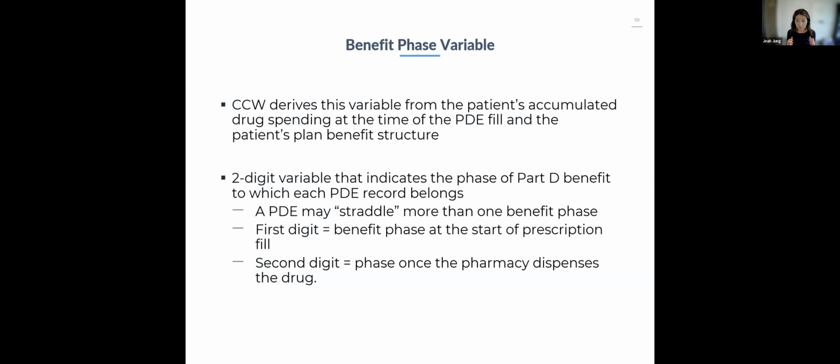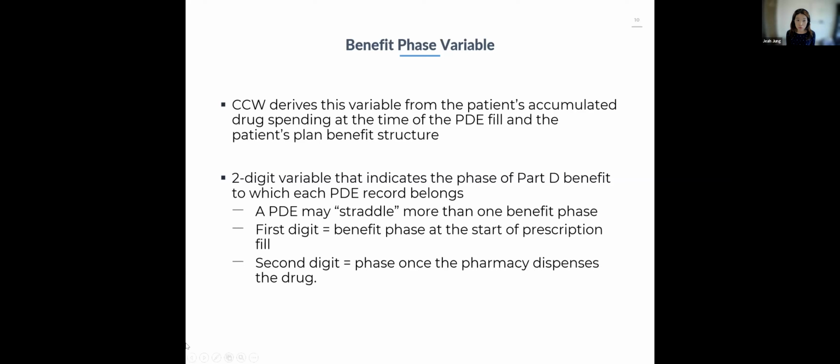Now, next I'm going to discuss the benefit phase variable. We've been calling this a derived variable. What does this mean? It means that this was not originally recorded at the pharmacy. Rather, it was constructed by CCW. When they process CMS data for researchers, they look into each beneficiary's plan benefit scheme and how much that beneficiary has been using up to that point, so as to accumulate the drug spending. Then they determine which benefit phase this specific drug event belongs to.